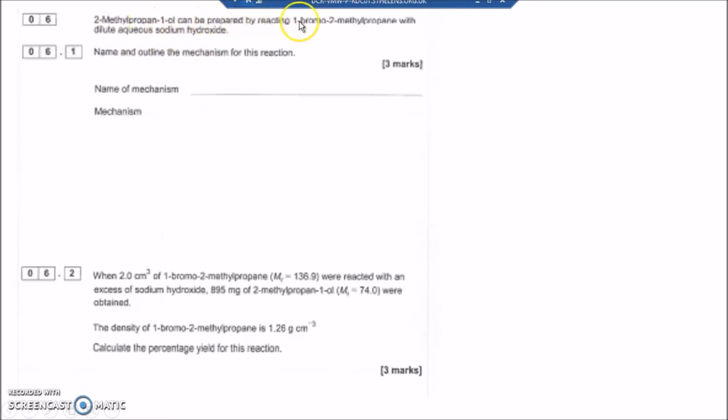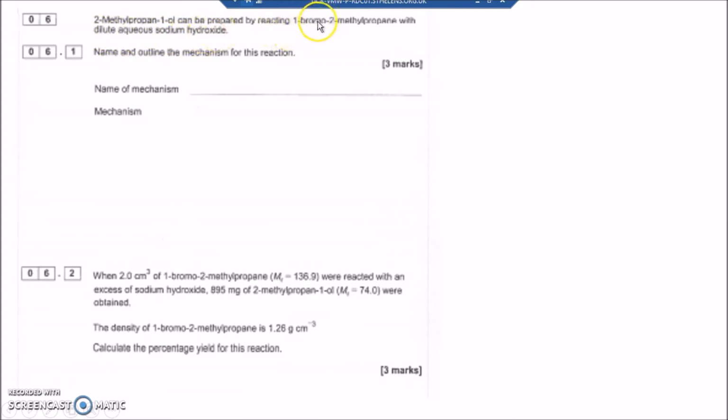2-methyl-propan-1-ol can be prepared from reacting 1-bromo-2-methyl-propane with dilute aqueous sodium hydroxide. Give a mechanism for this reaction. First of all, note the word dilute aqueous. Dilute aqueous means it's got water in there. It doesn't specify the condition of cold, but we know there's water in there. In cold water, what actually happens is the hydroxide group on the sodium hydroxide replaces or substitutes itself for the Br. So the Br is lost and the hydroxide replaces that. That's what happens in cold water when water is present.